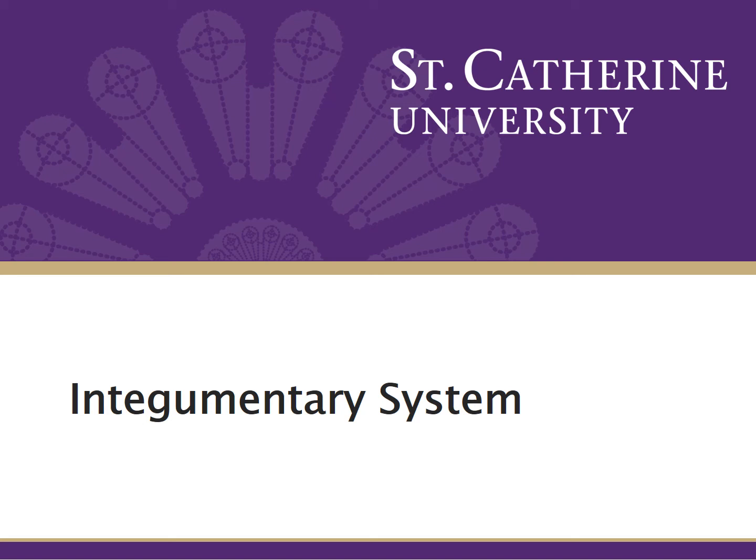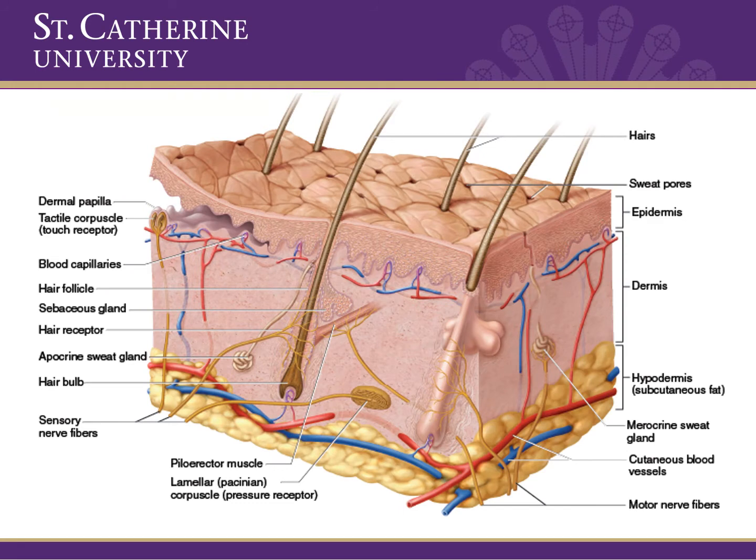In this PowerPoint, we'll be taking a look at the integumentary system. An overview of the integumentary system. The integumentary system is made up of skin and accessory organs such as nails and hair. Skin is the body's largest and heaviest organ, making up 15% of total body weight.